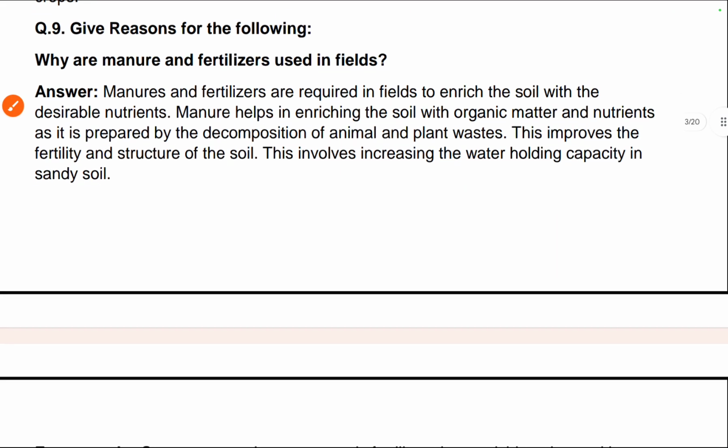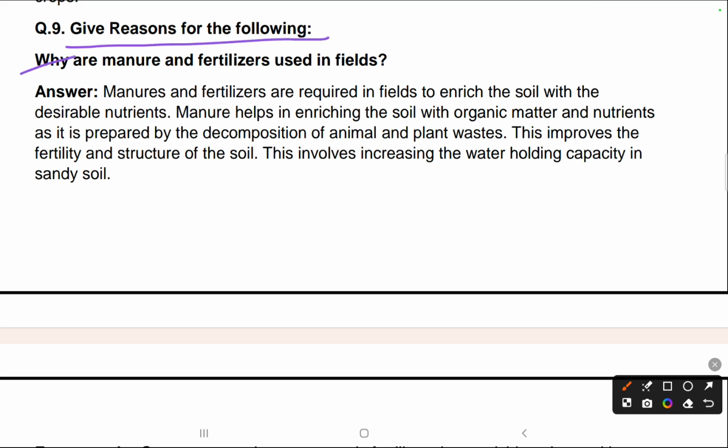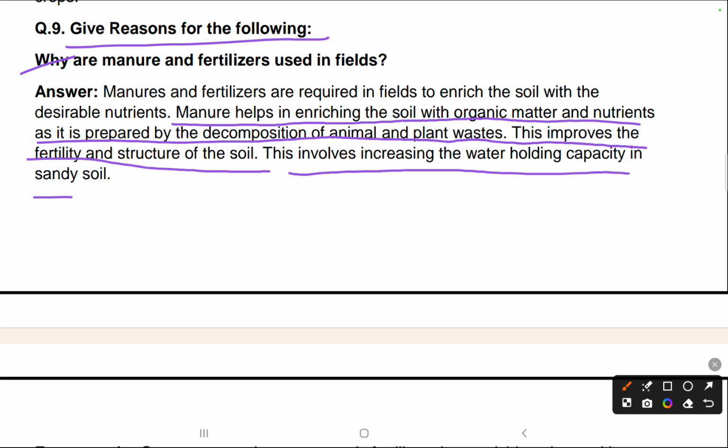Next question, question number 9. Give reasons for the following. Why are manures and fertilizers used in fields? Manures and fertilizers are required in fields to enrich the soil with the desirable nutrients. Manure helps in enriching the soil with organic matter and nutrients as it is prepared by decomposition of animal and plant wastes. This improves the fertility and the structure of soil. This involves increasing the water holding capacity in sandy soil.